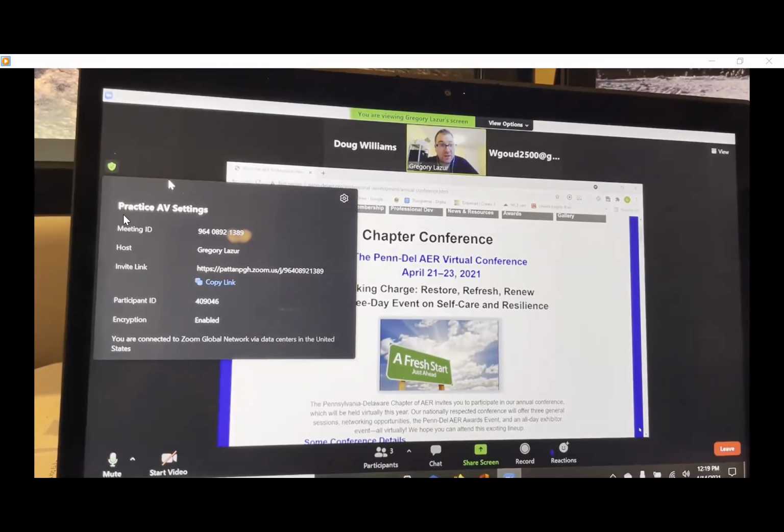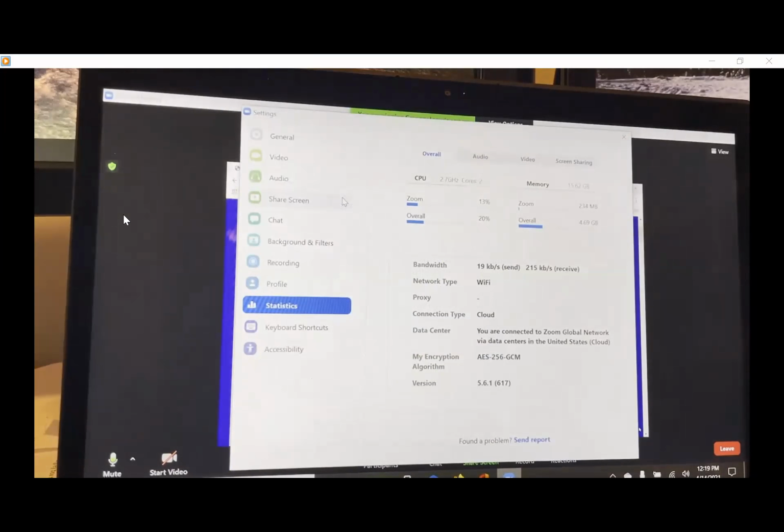So the meeting information is open. Now you want to find the gear icon, which is your settings. Oh, over on the upper right-hand corner. Okay, I click on that. And then my settings box comes up. Where do I go from here?